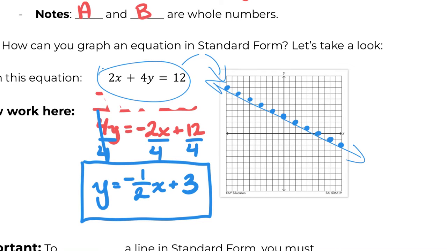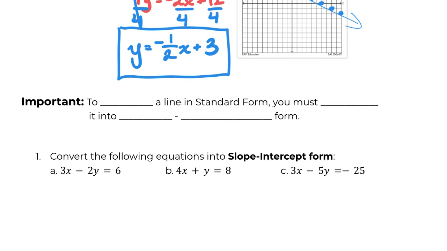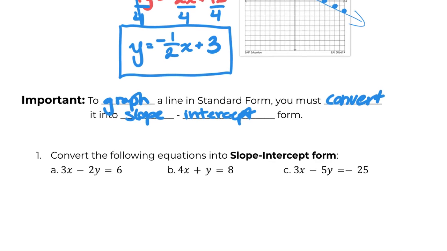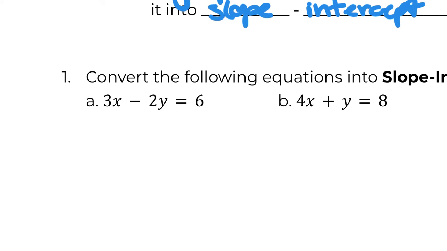All right, so what I'm kind of hoping we see is that standard form can very easily be converted into slope-intercept form. So as an important note, we can say that to graph a line in standard form, you must convert into slope-intercept form. So before you can really start graphing with standard form, you have to understand slope-intercept form. So make sure you understand that before you start looking at standard form. Because slope-intercept form is kind of almost like home base for all these linear equations.